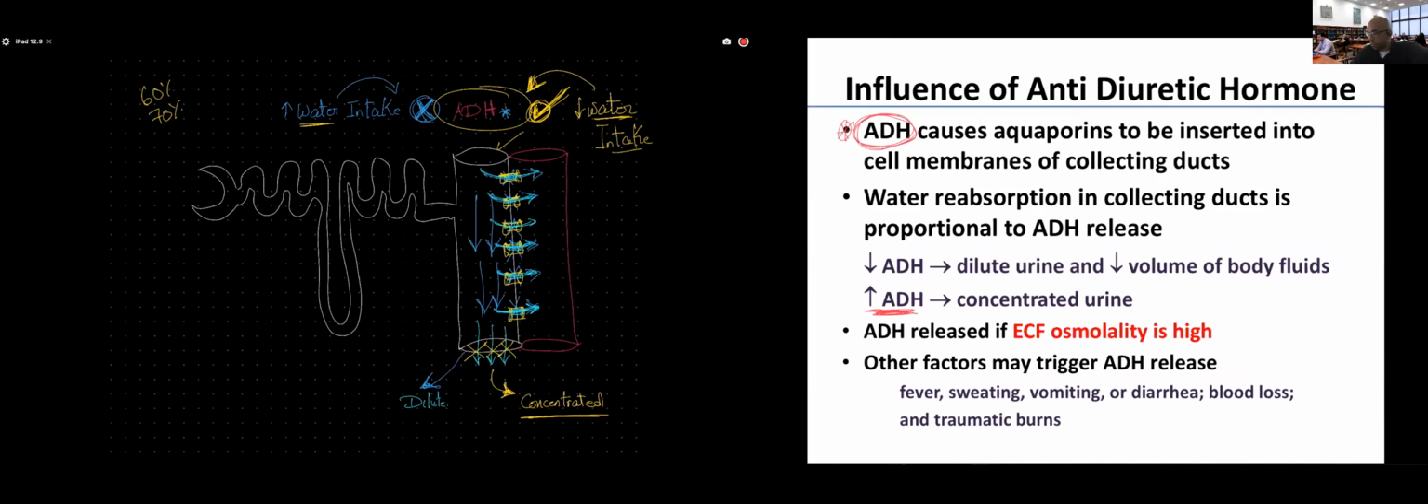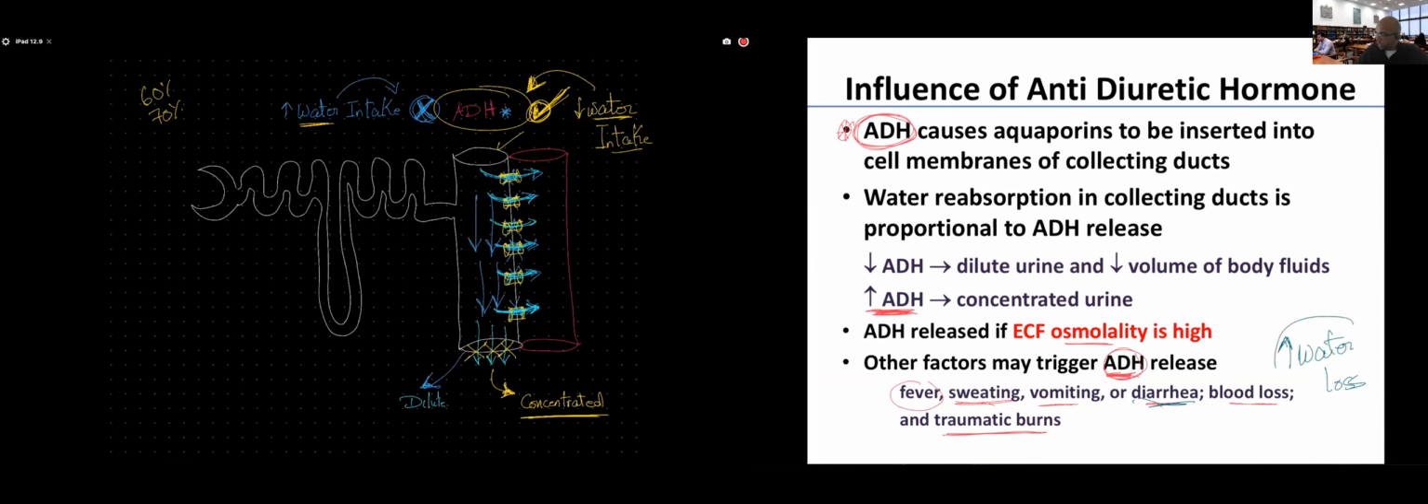Other factors that will contribute in triggering the ADH release, other than the plasma osmolarity, would be fever, sweating, vomiting, diarrhea, blood loss, and traumatic burns. So if you notice, what's common in all those that will be triggering ADH release? I have high water loss. In case of burns, I will be oozing fluid. Vomiting, I am losing fluid. Bleeding, I'm losing fluid. Diarrhea, I'm losing fluid.